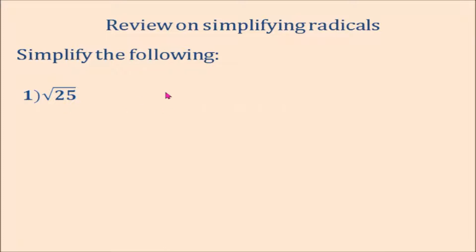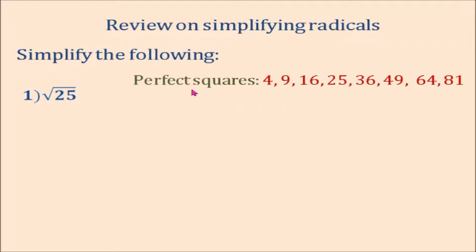25 is a perfect square. Some of the perfect squares are 4, 9, 16, 25, 36, 49, 64, and 81. This 4 is 2 squared. This 9 is 3 squared. This 16 is 4 squared. 25 is 5 squared. 36 is 6 squared. 49 is 7 squared. 64 is 8 squared. And 81 is 9 squared.